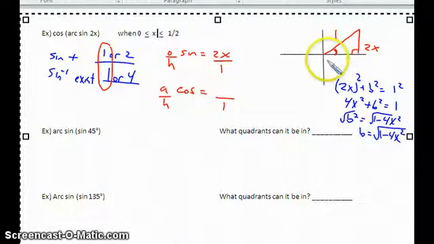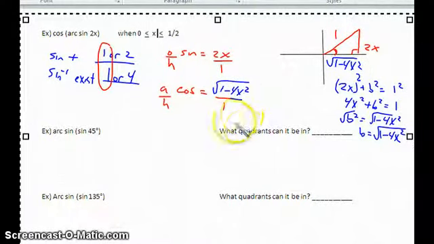So I would just leave my answer as the square root of 1 minus 4x squared. Put that over here. And that would be then my final answer.